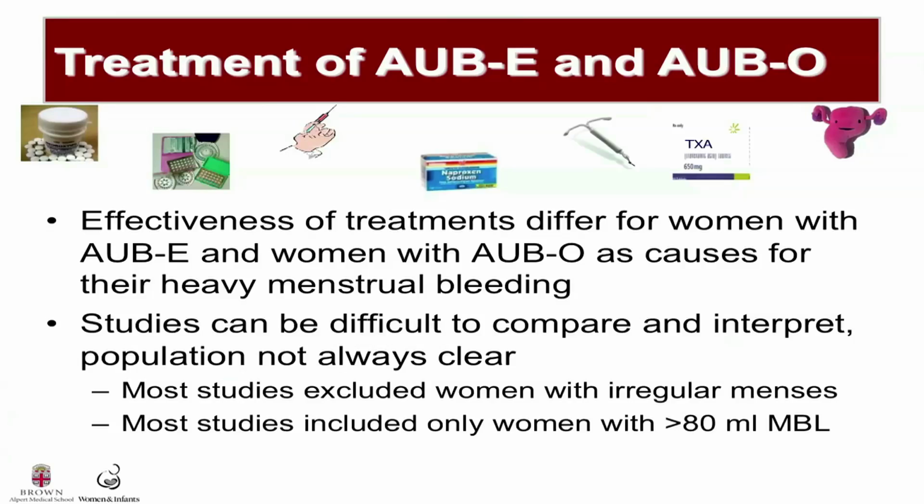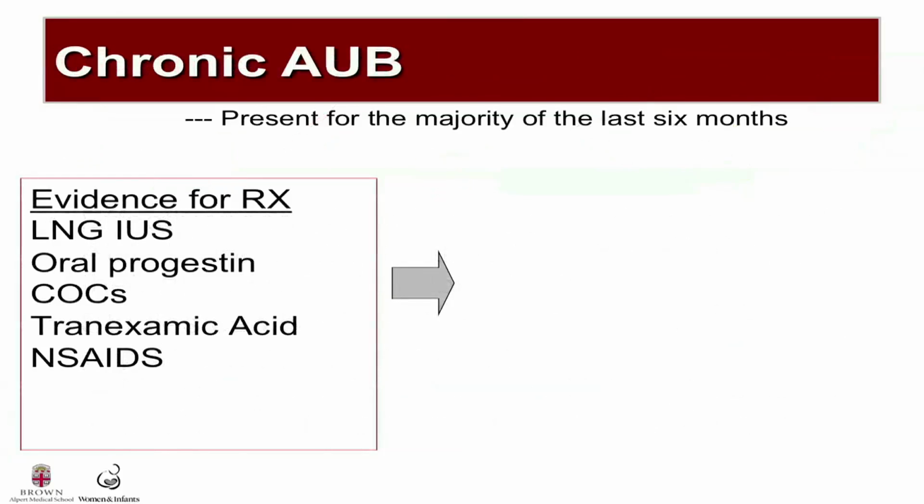In the past 30 years, approximately 30 randomized clinical trials have been performed comparing non-surgical treatments of heavy menstrual bleeding. Most studies, so approximately 3/4, excluded women with irregular menses outright, so not included in the study at all. And then 2/3 required women to lose 80 milliliters of blood per cycle in order to be included in the study.